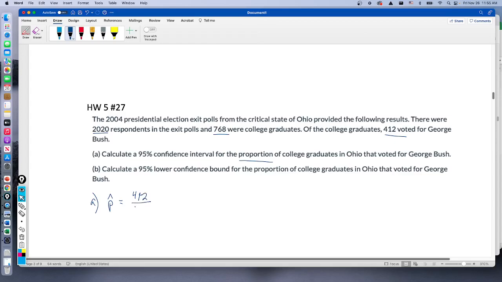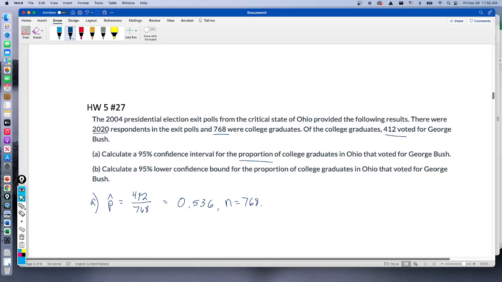412 divided by 768. That gives us that of the college graduates, 0.536 or 53.6% voted. Remember, for our confidence interval, we're going to need the sample size. And again, in this case, it's only 768. Although the larger sample was 2,020, we're just looking at the college graduates.